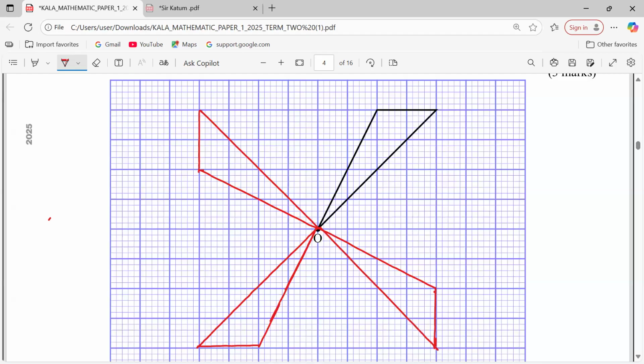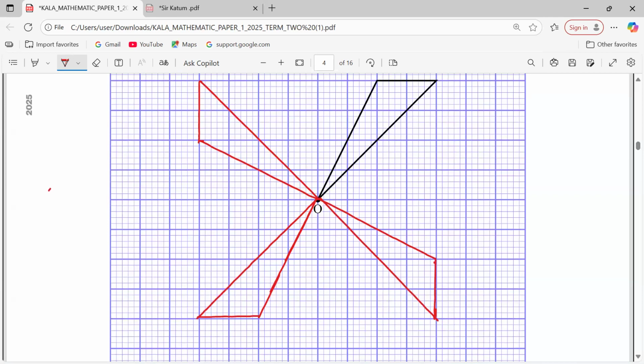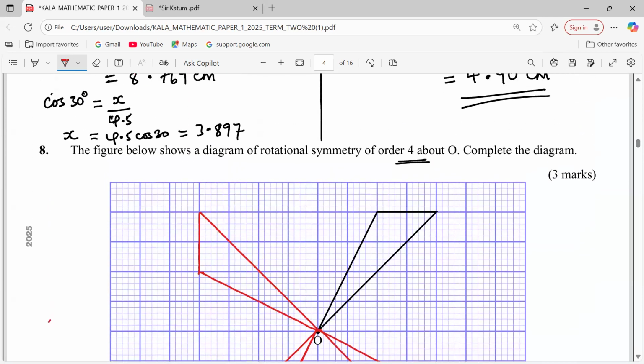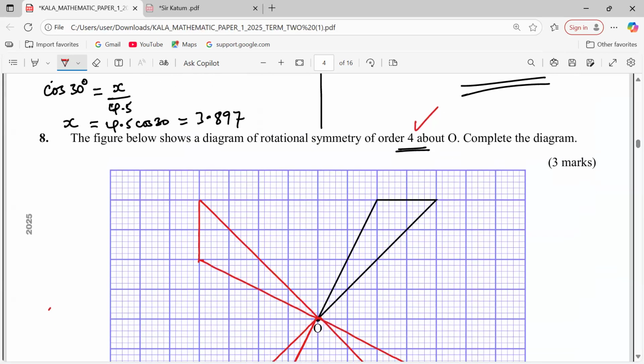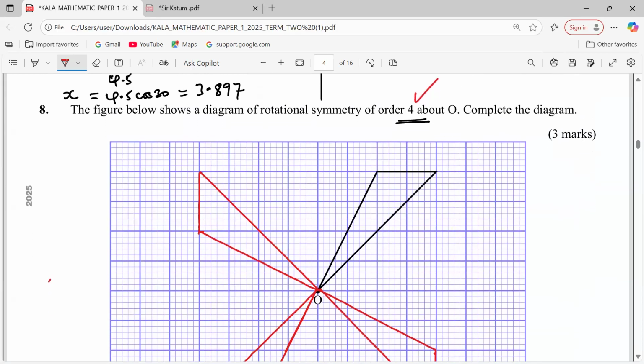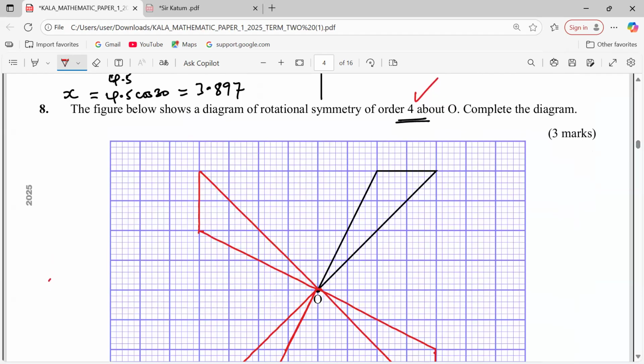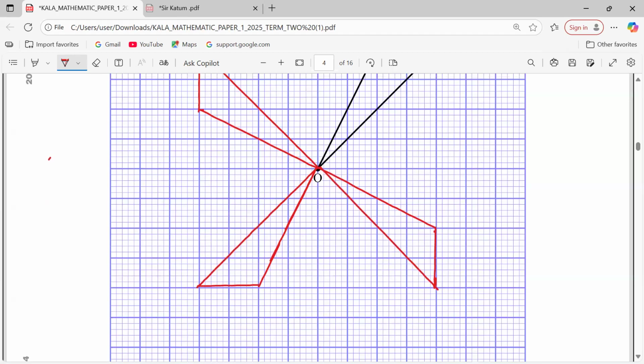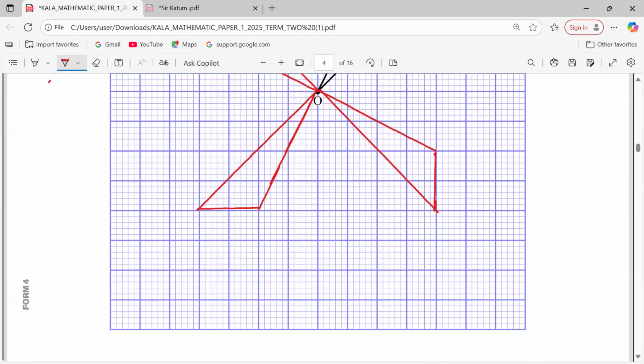So look at that. We have displayed the shape 4 times. That's what it means by order 4. In case you had been told order 3, you should have ensured that we have 3 like that one. But now that it is order 4, you ensure that we have other 3 so that the total is 4. So that's how you're supposed to construct them.